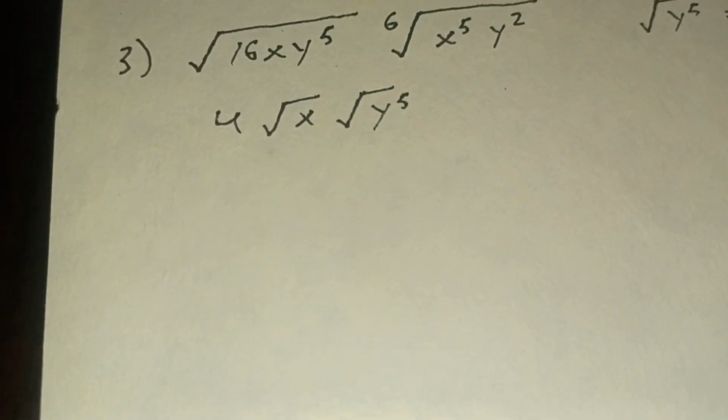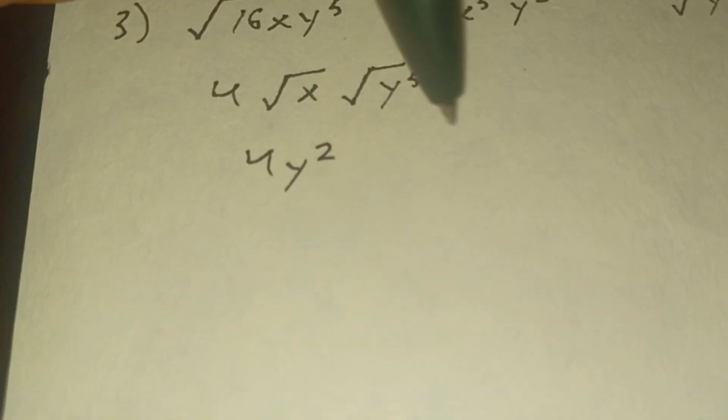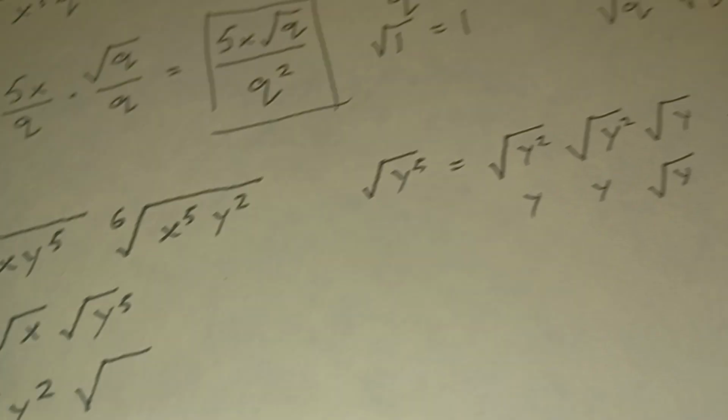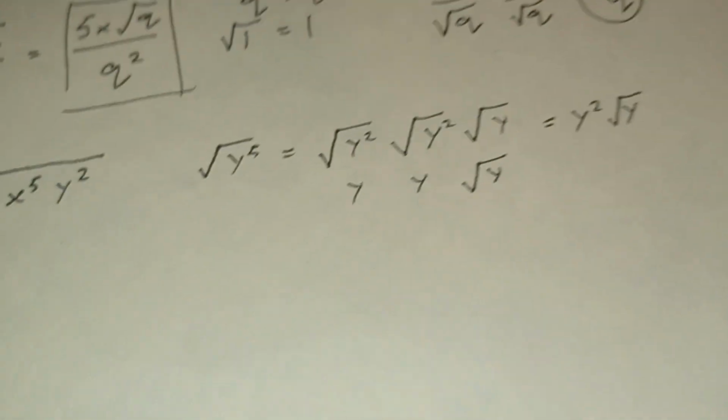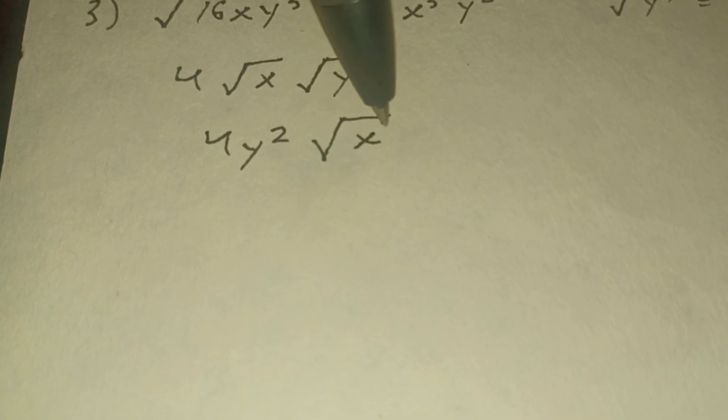So let's move on here. Now we have 4y squared times the square root of y, and the square root of x that we couldn't really simplify any further, so x and y.